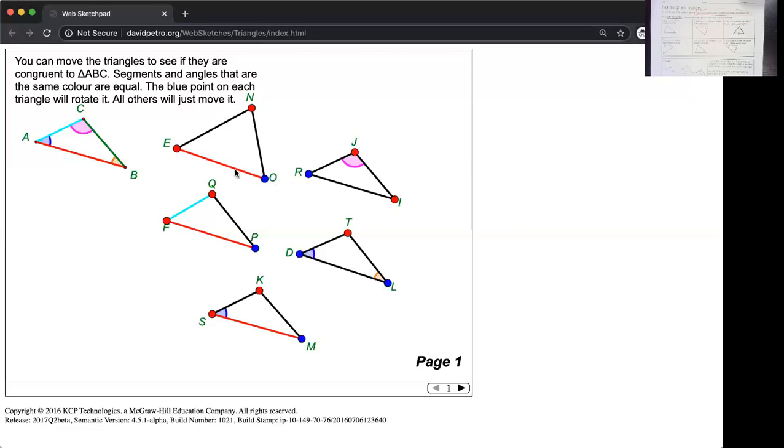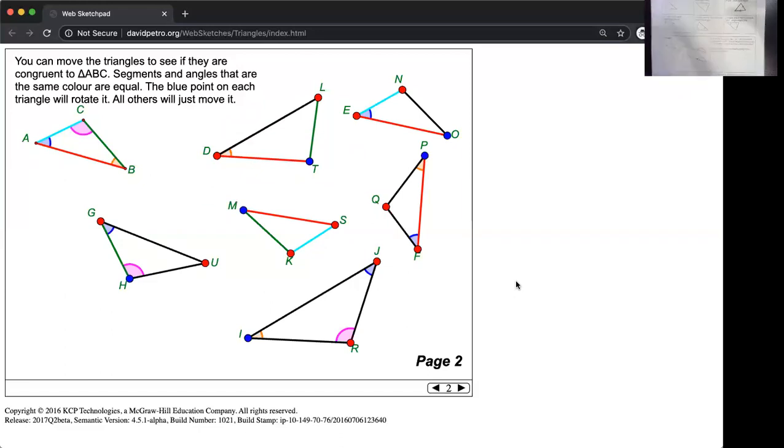You can rotate triangles by using the blue points here. And what you want to do is play around with the different points and the different sides to see which of these triangles, no matter how you transform it, will always be congruent to triangle ABC. And that's what you'll use to answer page 1. So play around, and then you can answer page 1. Now let's look at page 2.